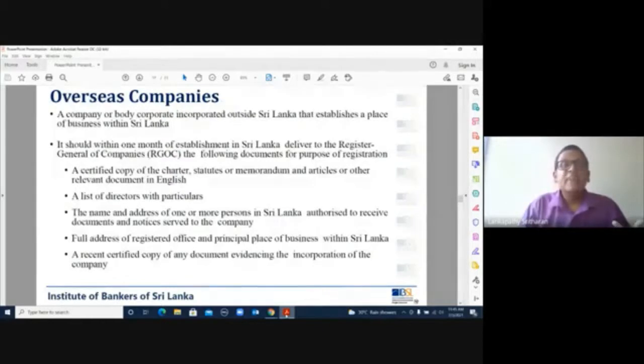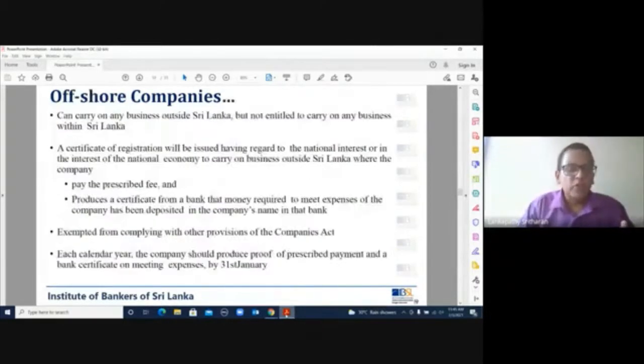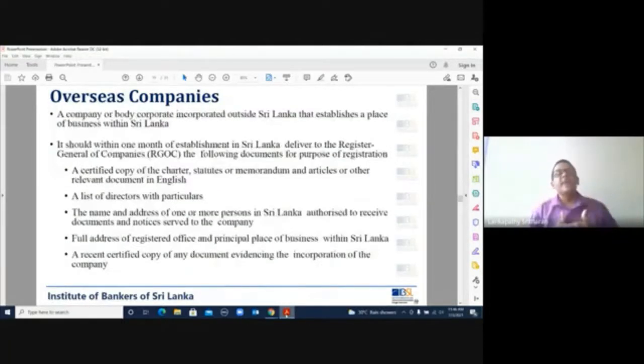And there is another company called overseas companies. A company or body incorporated outside Sri Lanka that establishes a place of business within Sri Lanka is called an overseas company. So there may be possible questions. Actually, it is rare for questions to be asked on sections, but under question one, there may be: what is the difference between an offshore company and an overseas company? Then you have to give a very brief explanation of what an offshore company and an overseas company are. The offshore company is incorporated outside Sri Lanka, and it can have an office in Sri Lanka, but it can't run any business in Sri Lanka.